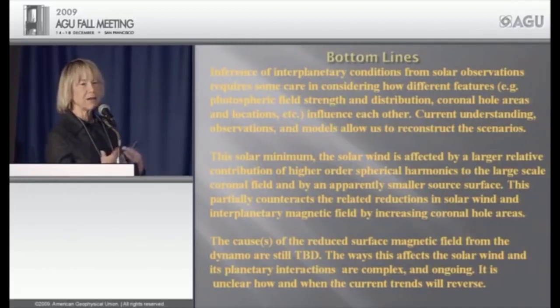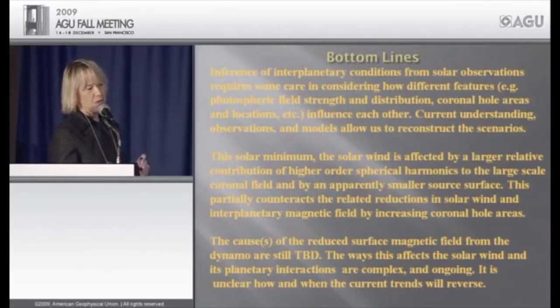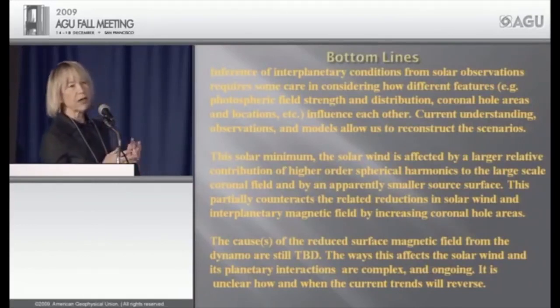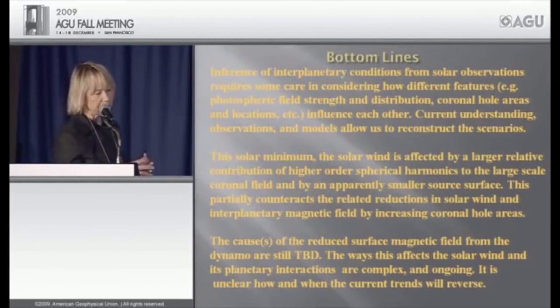And we should bring all this knowledge to bear on this current solar minimum. The solar minimum is affected by the larger relative contribution of higher order spherical harmonics to the large-scale coronal field, and by an apparently smaller source surface for the solar wind, which partially counteracts the effect of the weaker flux.